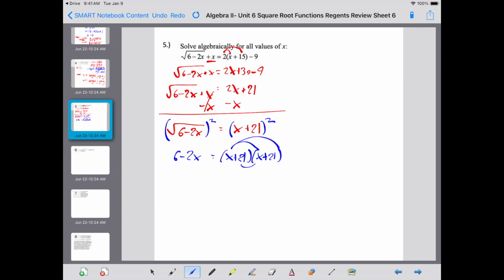Distribute. X times x is x squared. X times 21, 21x. 21x plus 21x would be 42x. 21 times 21 is what? 441? Let's check. 441.